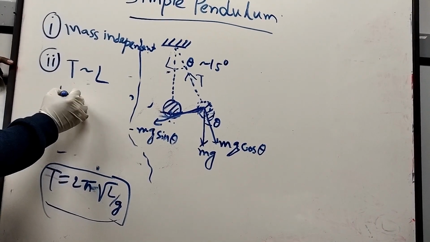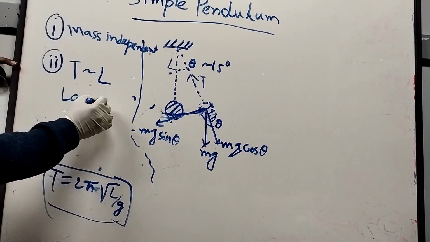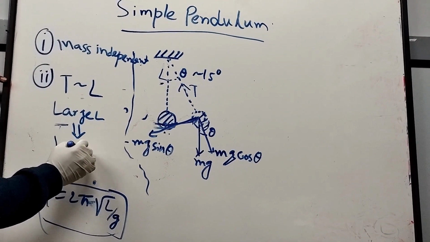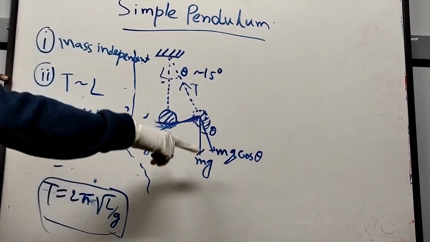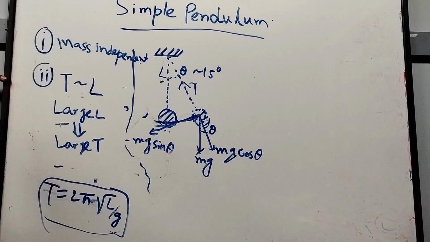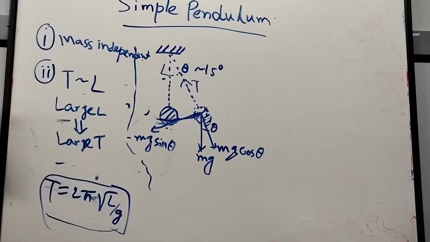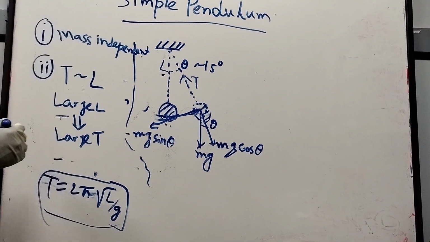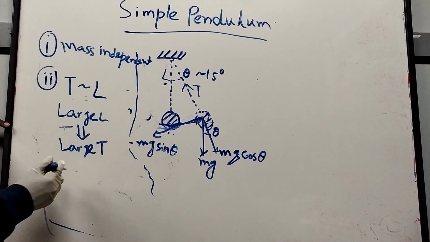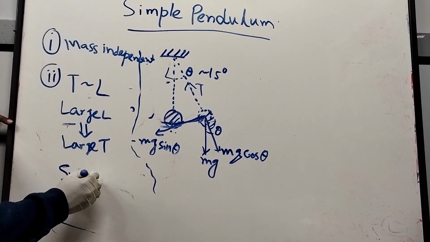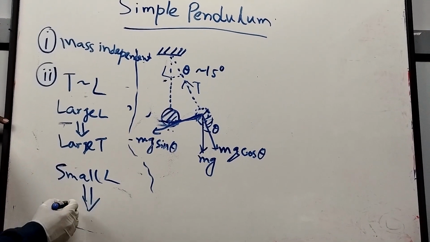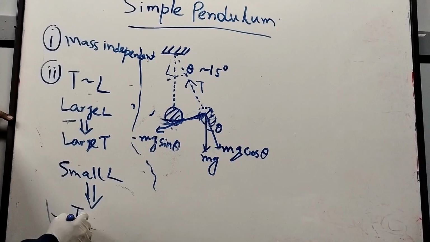So precisely, T should be proportional to the square root of L. Basically, larger L corresponds to larger T. So the larger the length of the string you make, the time period will increase. Or on the other hand, if you make that length smaller, then the time period will also decrease accordingly. So these are the two facts, and we need to understand these facts from experiment.